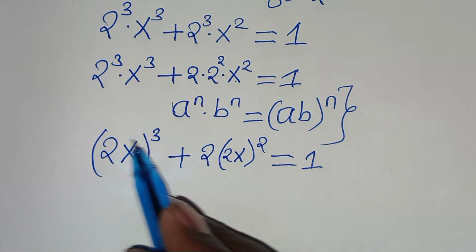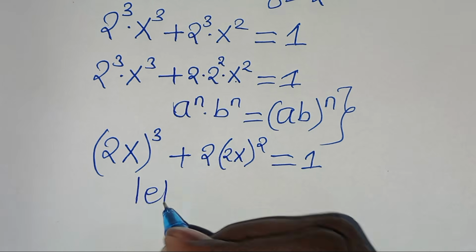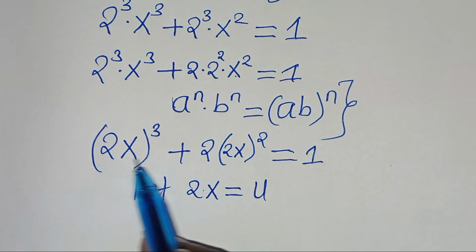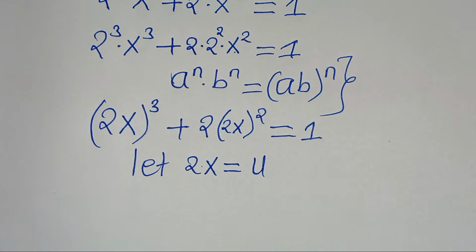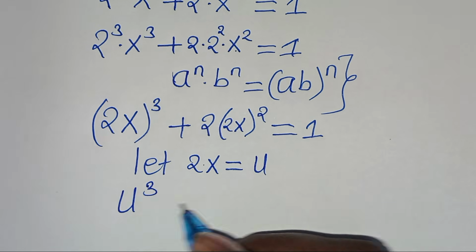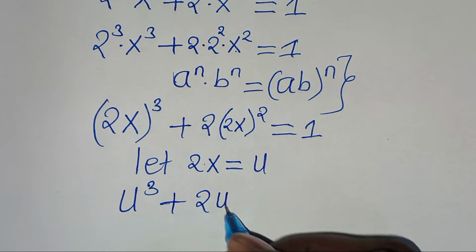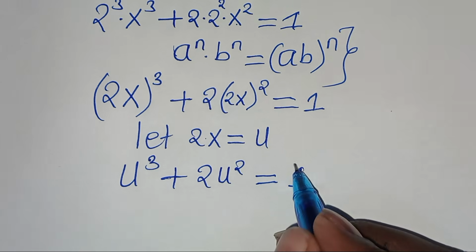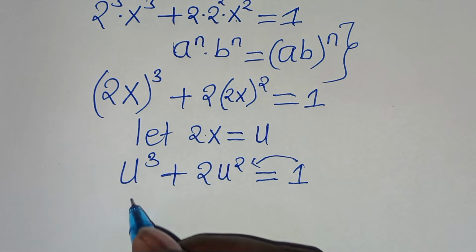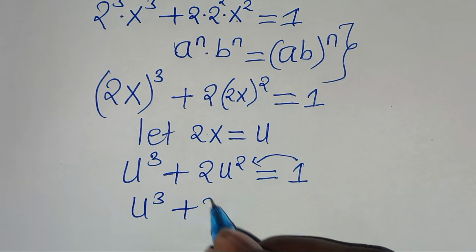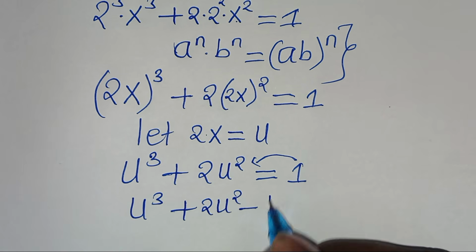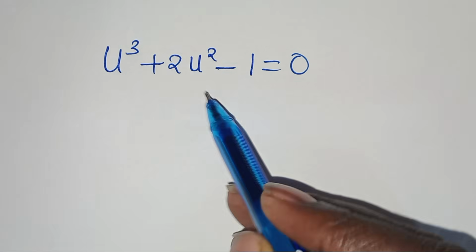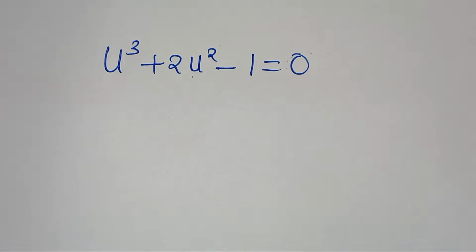The next step is that 2x is common here, so we can let 2x be equal to u. Let's express this equation in terms of u. We have u to the power of 3 plus 2u to the power of 2, equal to 1. Let's take 1 to the left hand side, so that we have u to the power of 3 plus 2u to the power of 2, subtract 1, equal to 0. Now we have u to the power of 3 plus 2u squared minus 1 equal to 0.